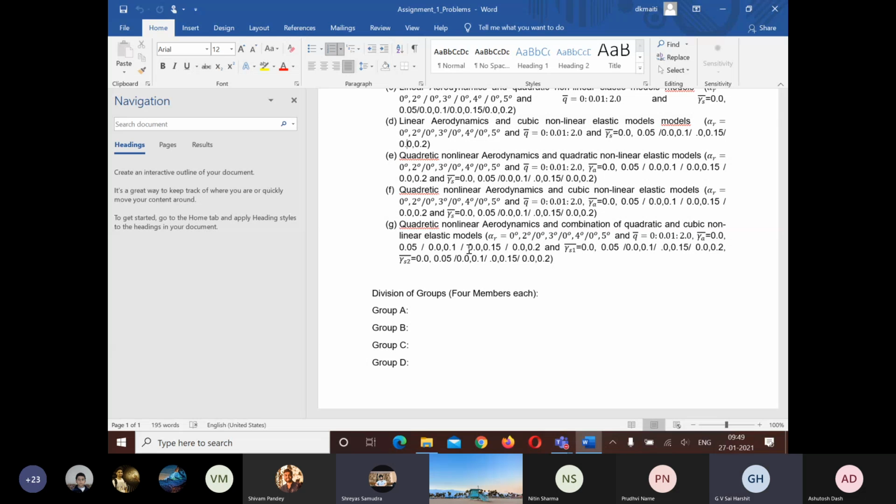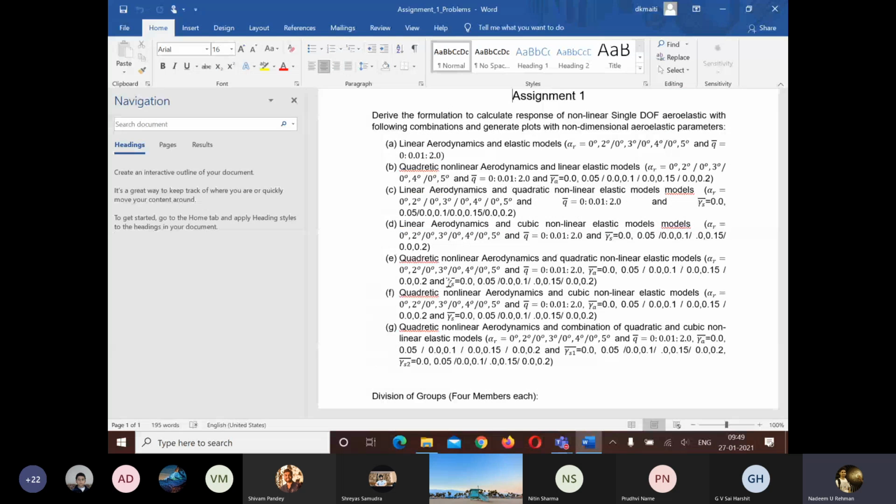Sir, 8 people will be too much, then 5 will be okay, 5 per group. Or do you think 8 is okay? I think 8 is okay, sir, because it has 7 parts, so 8 is okay. Yeah, actually you have to make the derivation for several models.